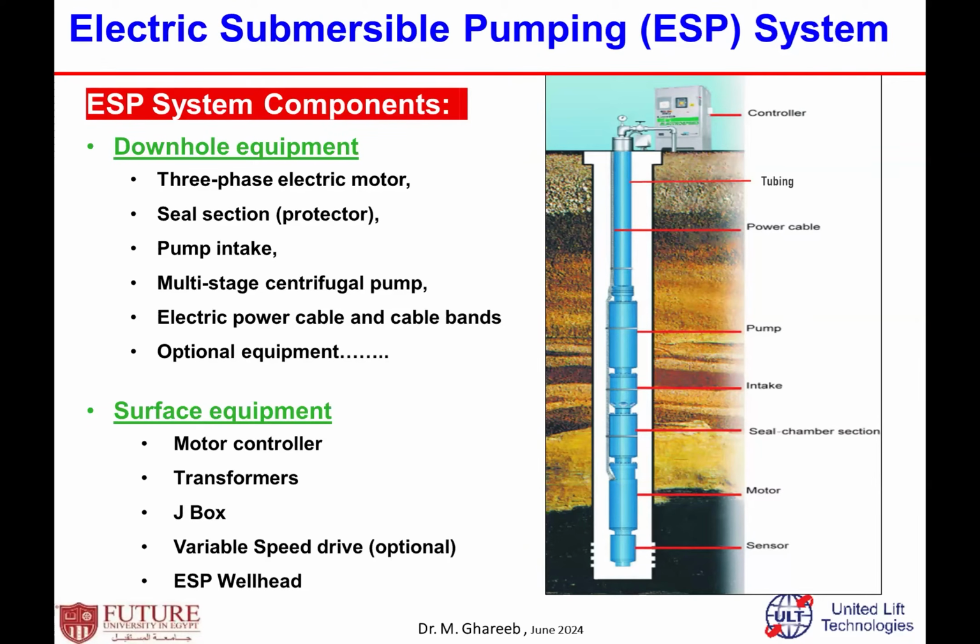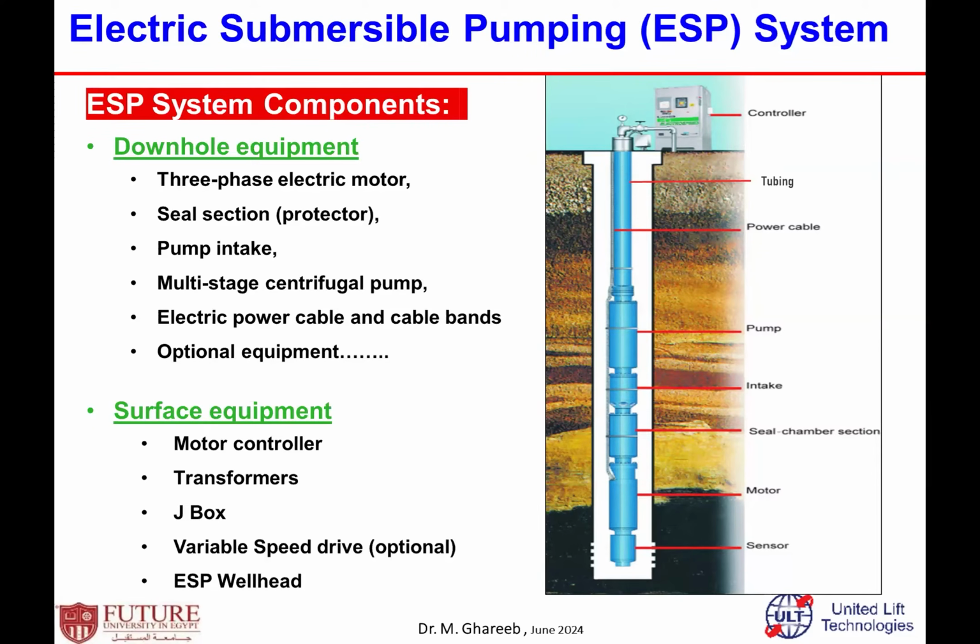There is also a device called a J-box. I will show you later when we go into detail on the surface equipment. A J-box is just a very small, simple box, mainly used for safety and measurement. A variable speed drive can be used as an option, in case they want to change the motor speed to match the well productivity for different production rates, plus the wellhead itself for the ESP.